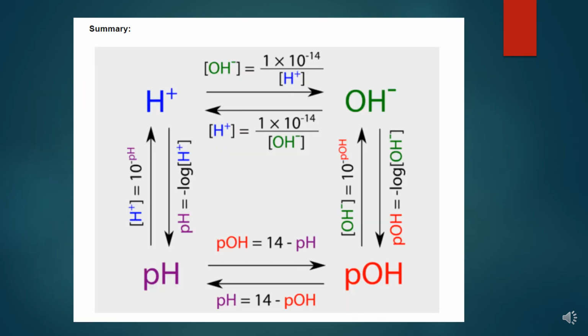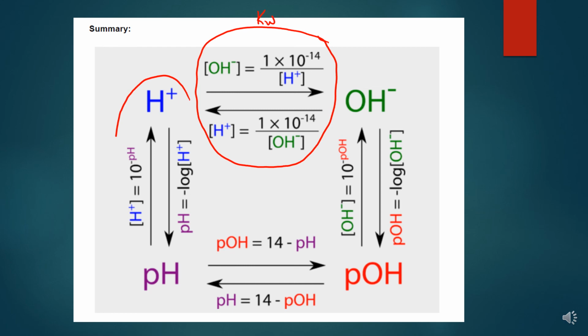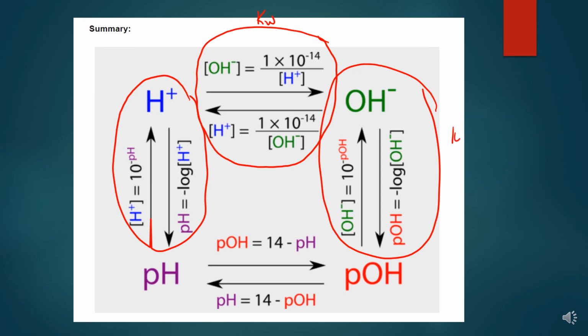Okay, last thing we're going to do here today is take a look at this summary and do some sample problems that include everything. So with this summary, you can see now that we've actually covered everything on this chart. This part right here was all looking at kW. So we had that 1.0 times 10 to the negative 14, the value that connected the concentration of hydronium and hydroxide. These ones going down the sides are when we were looking at logs and anti-logs. And we did that for both pH and pOH.